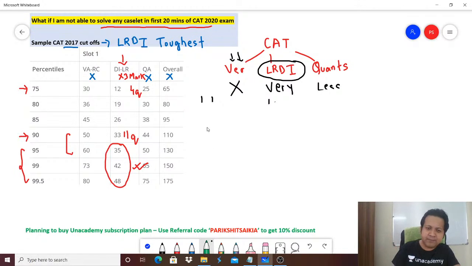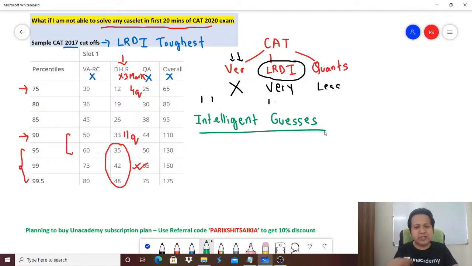So at this point, you should take some intelligent guesses. Anyway, you will not clear the cutoffs if you don't tick anything. You should definitely take some intelligent guesses. When I say intelligent guesses, I mean try to eliminate answer options.